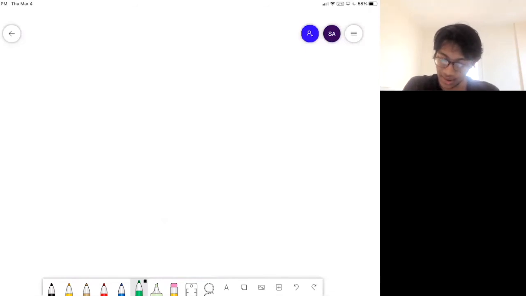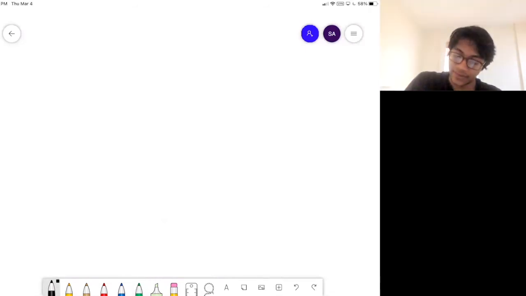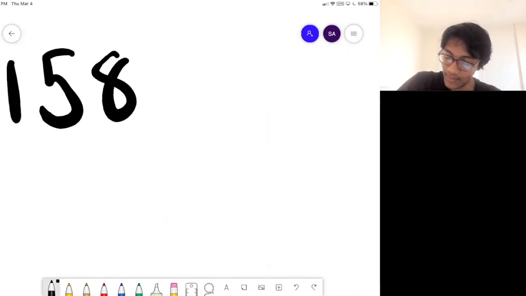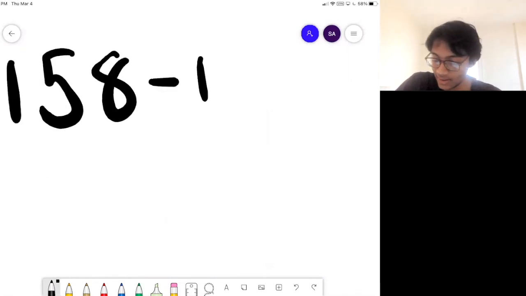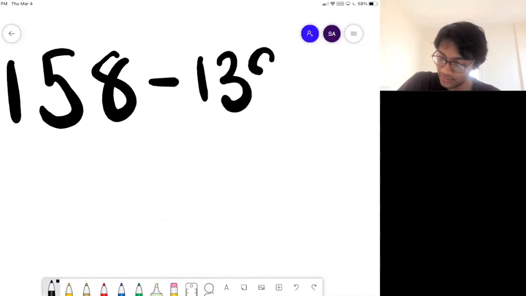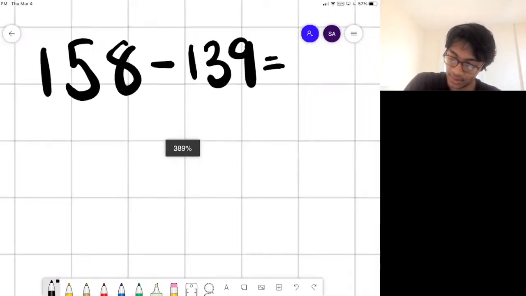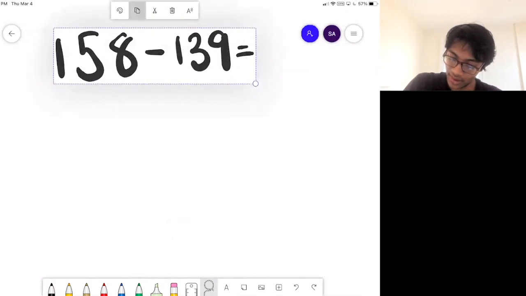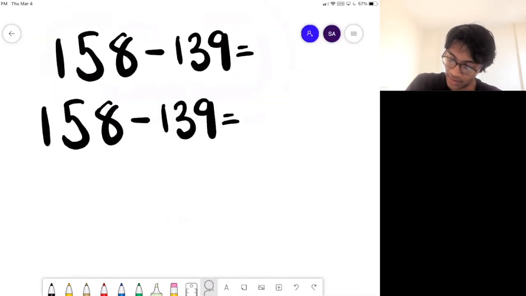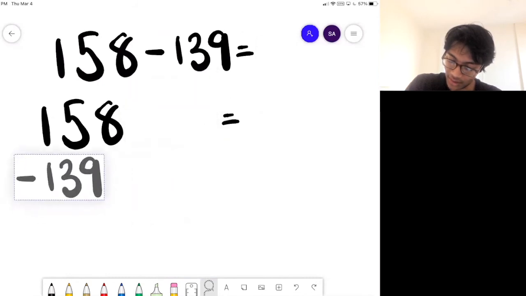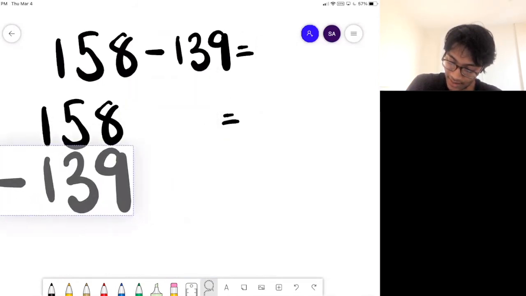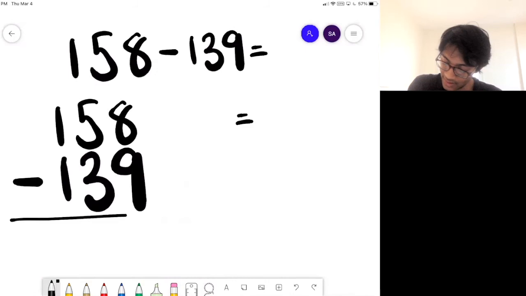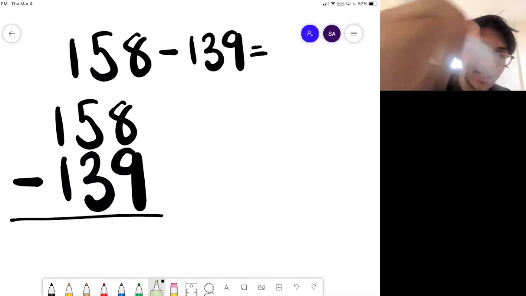Let's do some more. Let's say I have 158 minus 139. So what's that gonna be? Well, let me first copy this, put it underneath, put the minus 139 under my 158, like that. Erase anything I don't need. And now let's do it column by column.